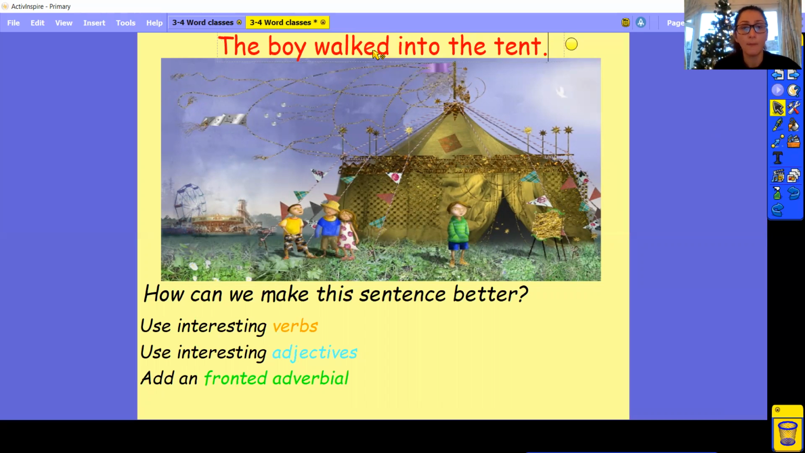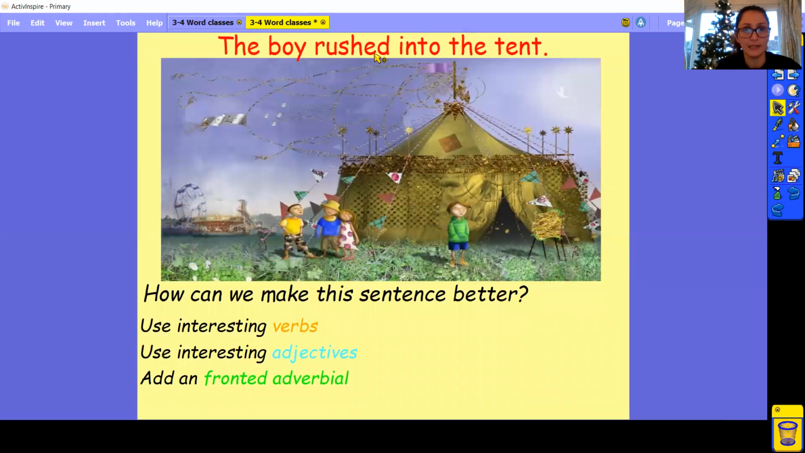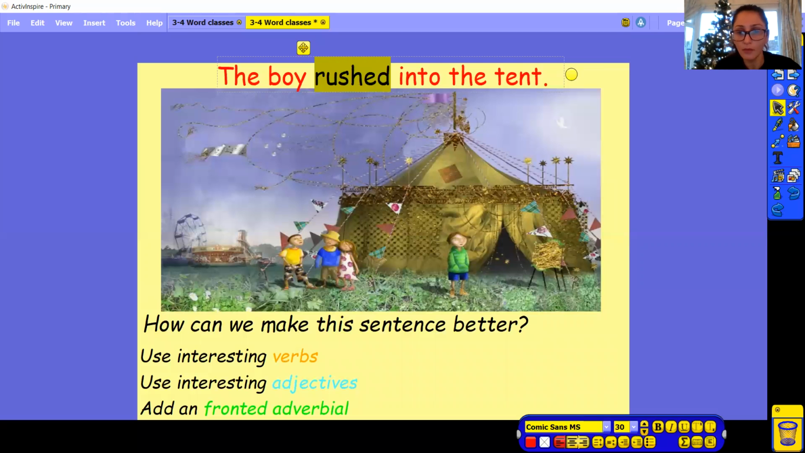So can we think of a better word than walked, okay? So the boy might have leaped into the tent. The boy strolled into the tent. The boy rushed to the tent, okay? So I'm going to use that one. So the boy rushed into the tent. So I've up-leveled that a little bit. I'm going to change that to orange just so it helps me know what I've done.